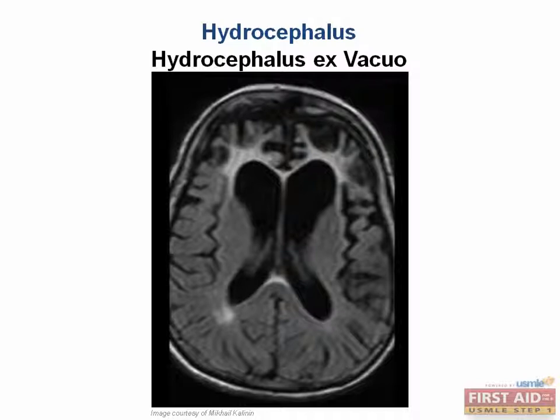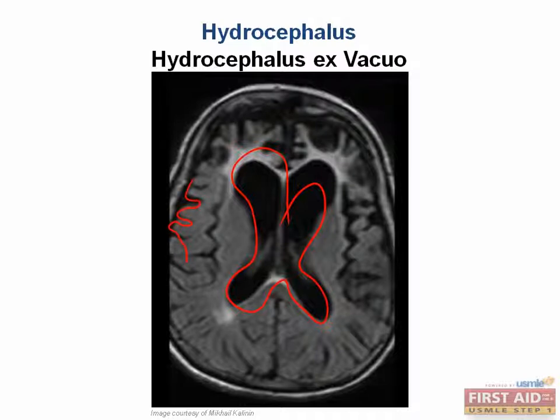Hydrocephalus ex vacuo occurs in areas of previous brain damage. Essentially, the brain tissue is resorbed and filled in with CSF. It is not symptomatic. In this image, you see very dilated lateral ventricles. You might also notice the extensive cortical atrophy.